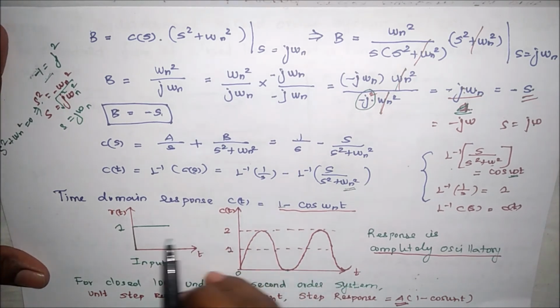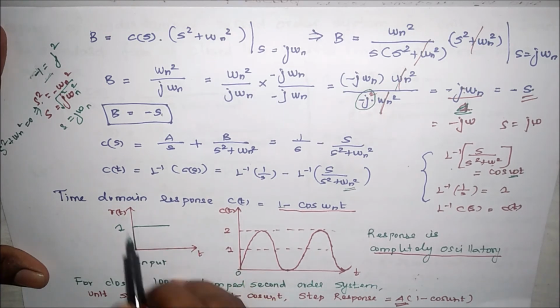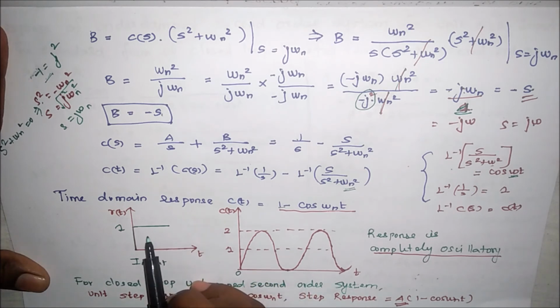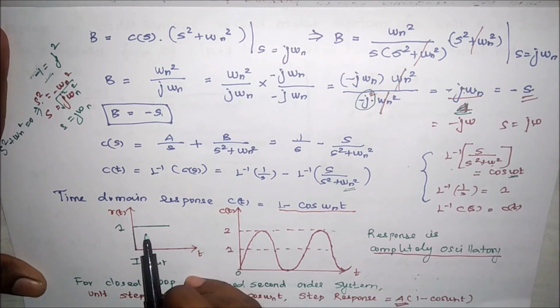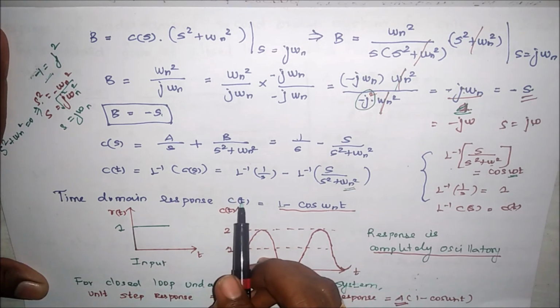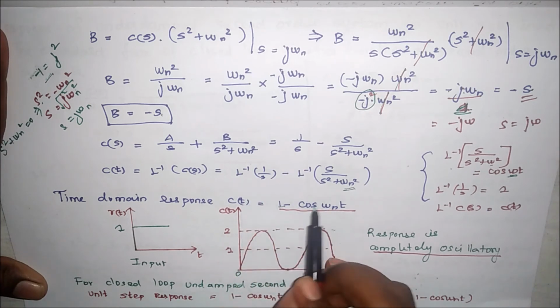Now we see for the second order undamped system, we have given the step input. This is the step input. What will be the response? To get the response from this input for the second order undamped system, this is the response. Now we have to substitute t equal to 0 to infinity, so we will get t and its response value.